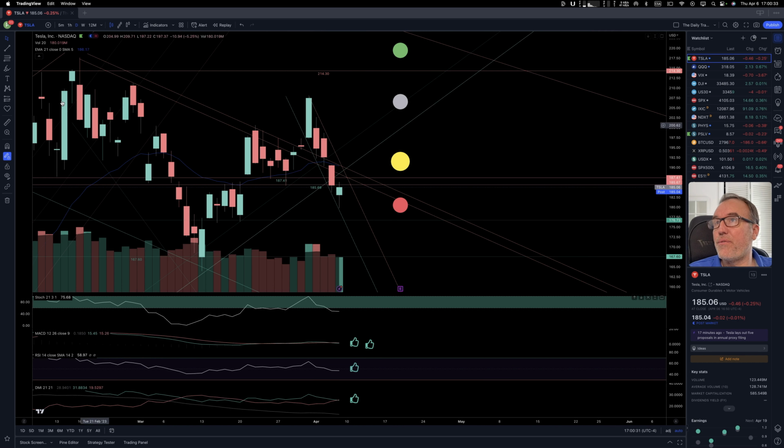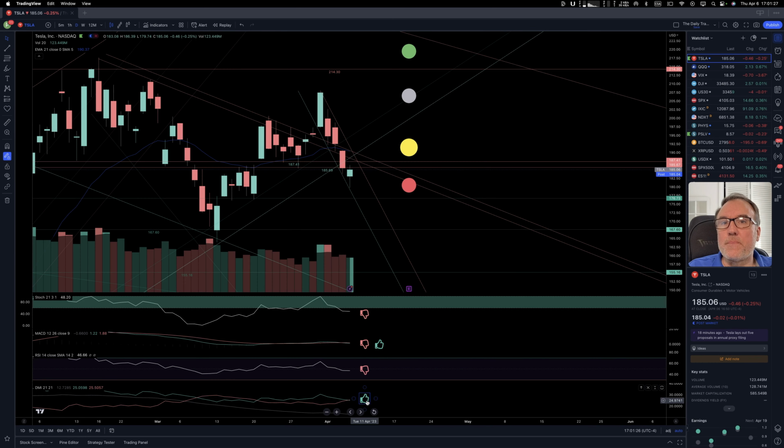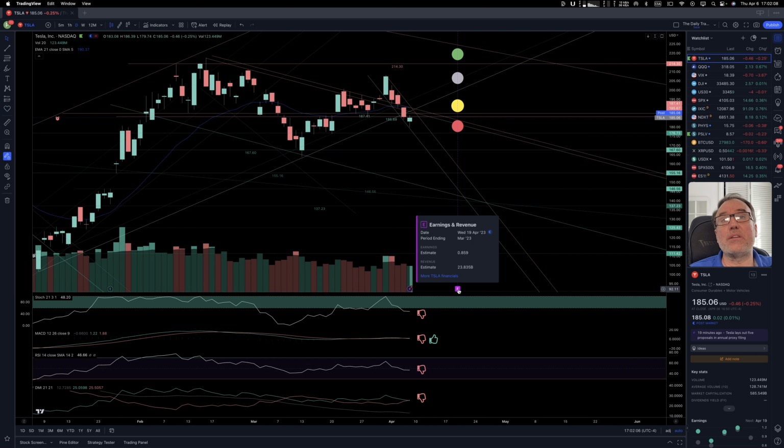So we have stochastic at 48. This is bearish. We have lost our MACD breakover. We have lost our RSI over 50. Things are turning red. And we have even lost the MIA. So don't forget that we have the earnings call on April 19th. And maybe after that, things are going to go a little bit higher for Tesla.